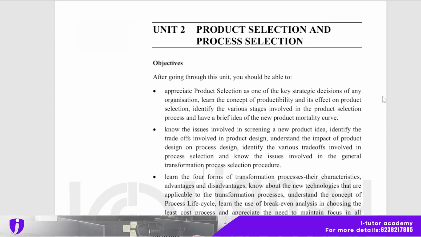Welcome to i-tutor Academy. In today's session, we will start with Unit 2 of MMPC 009, that is, product selection and process selection.